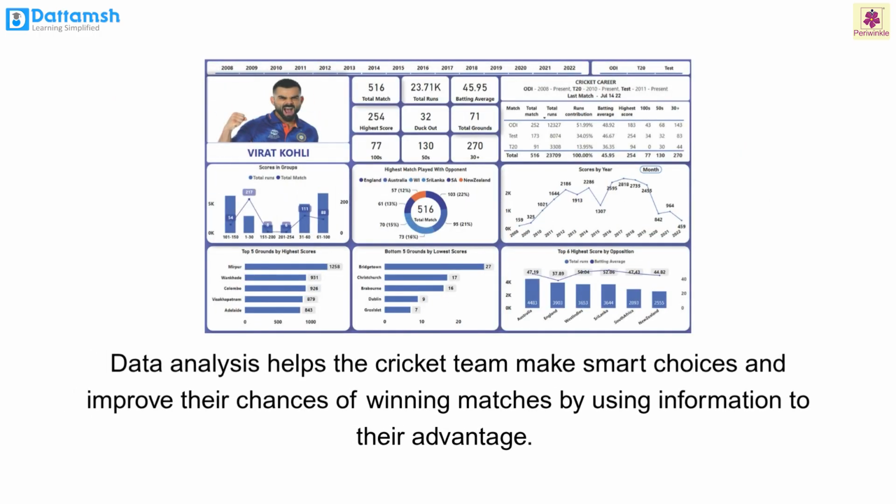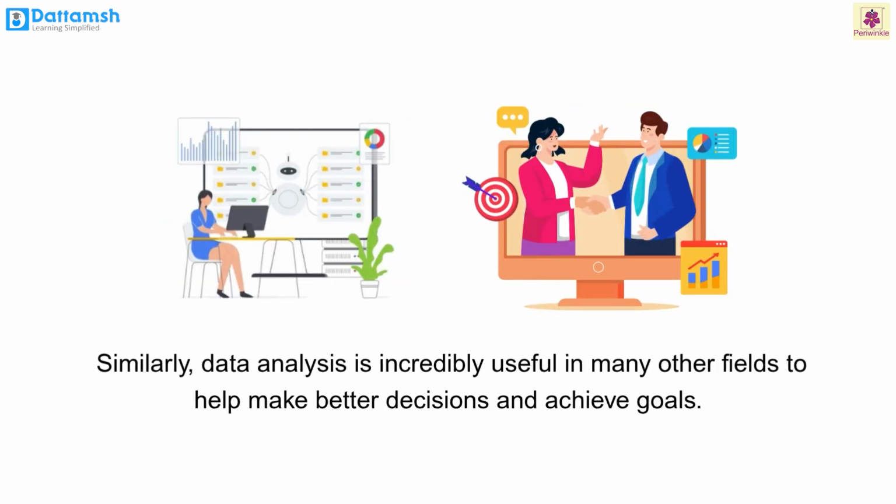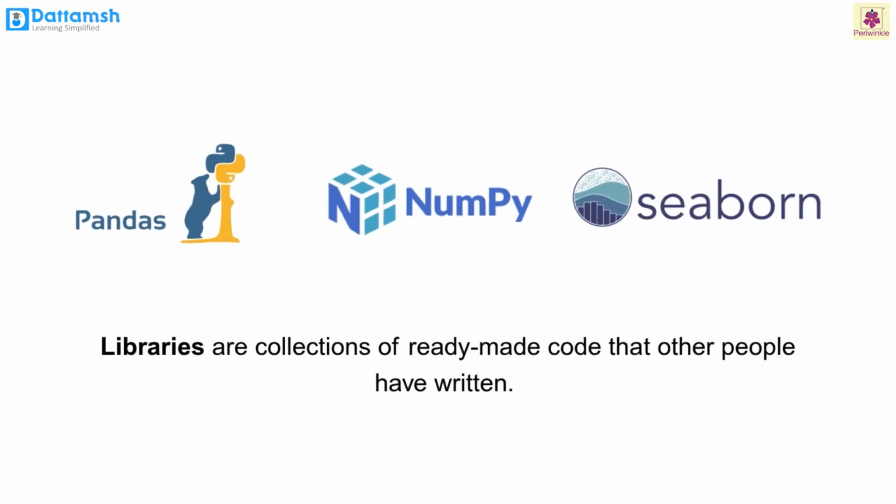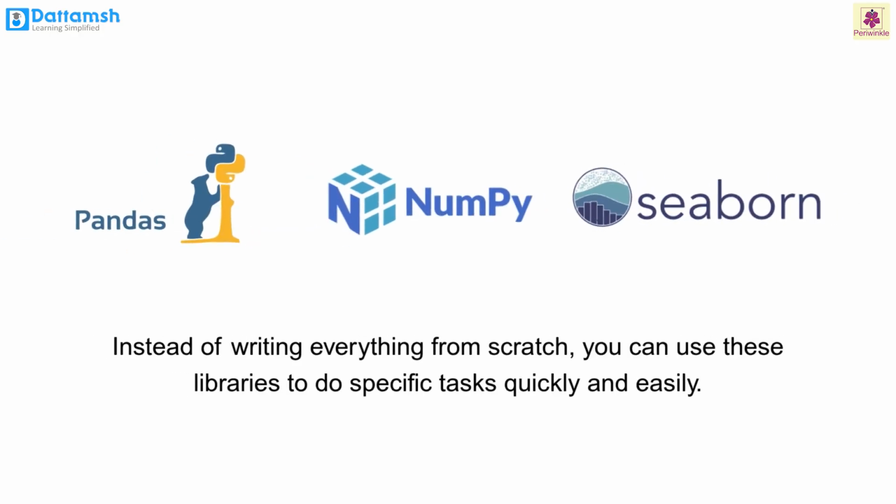So data analysis helps the cricket team make smart choices and improve their chances of winning matches by using information to their advantage. Similarly, data analysis is incredibly useful in many other fields to help make better decisions and achieve goals. Introduction to libraries. Libraries are collections of ready-made code that other people have written. Instead of writing everything from scratch, you can use these libraries to do specific tasks quickly and easily.